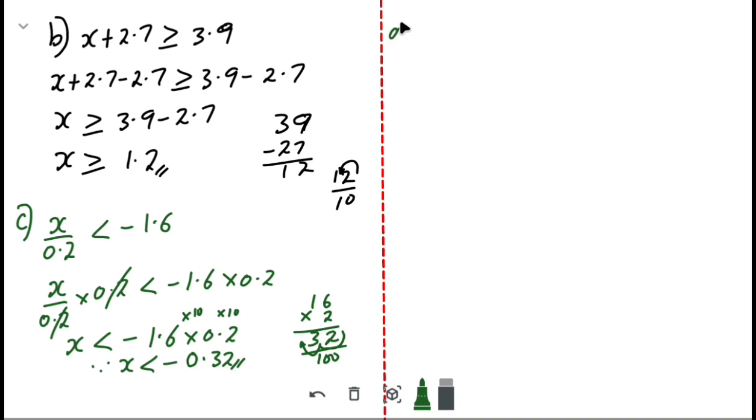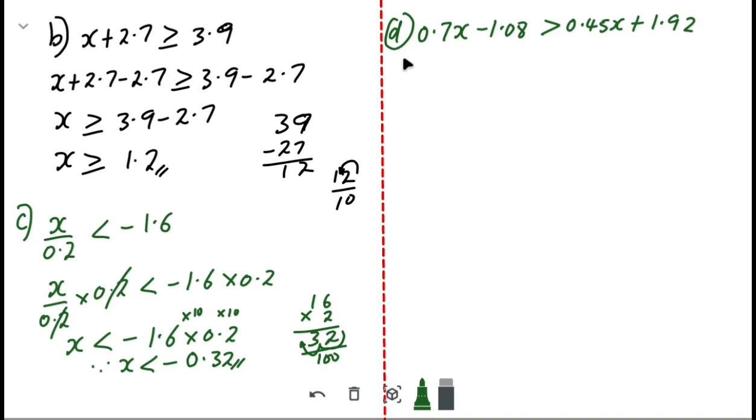Let's move to the fourth question. The fourth question says that we should evaluate 0.7x minus 1.08 greater than 0.45x plus 1.92. So to make our work easier, we can change these decimal numbers to ordinary numbers by multiplying both sides by 100.